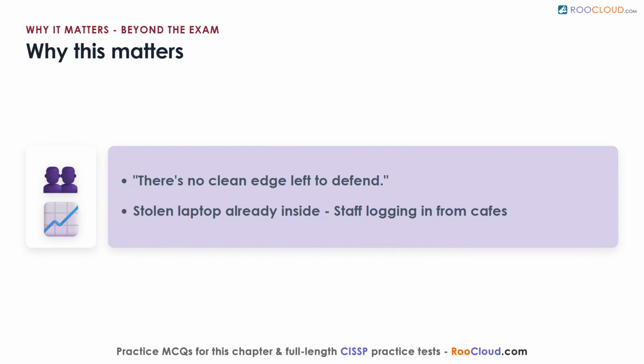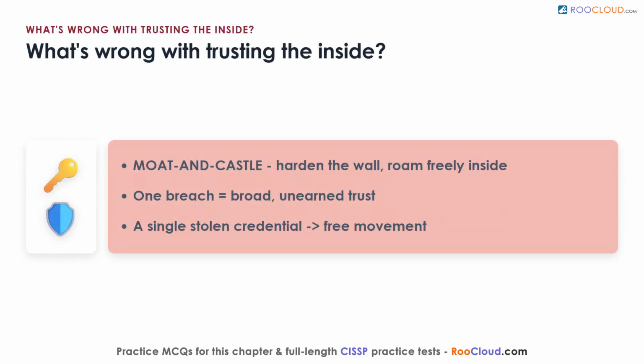Because the old idea of a safe internal network no longer holds. Picture a company where a contractor's stolen laptop already sits inside the perimeter, and remote staff log in from cafes and airports every day. There is no clean edge left to defend. As a security professional, you will be asked to design and defend architectures that assume the attacker is already in, and zero trust is the framework for exactly that. Let's start with the flaw in the old approach.